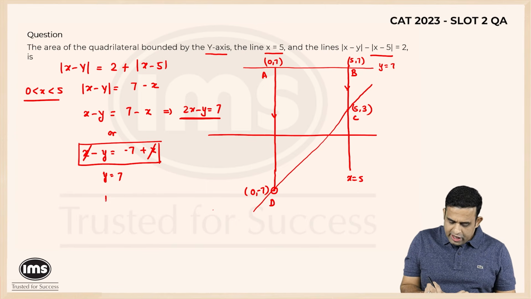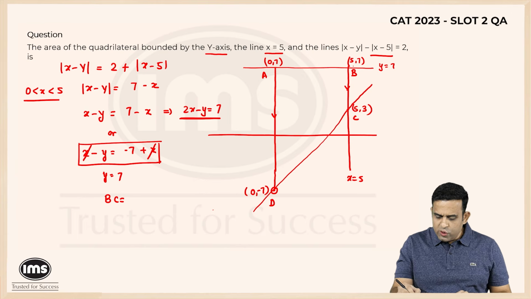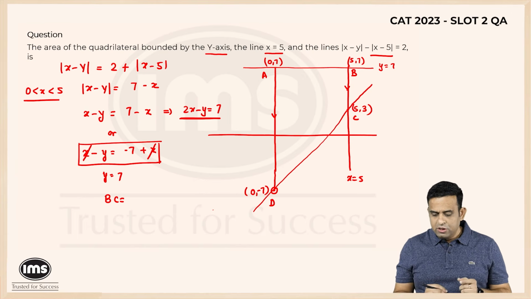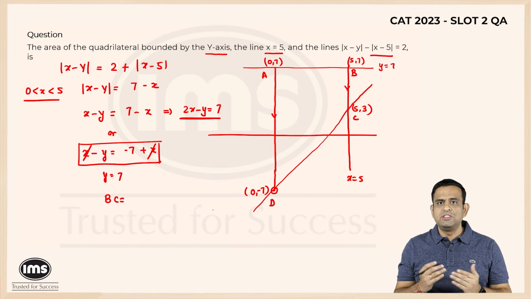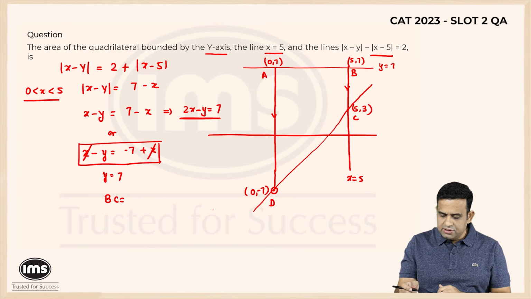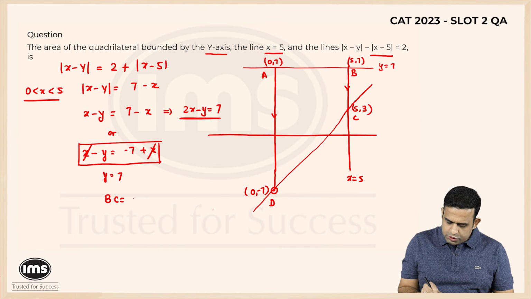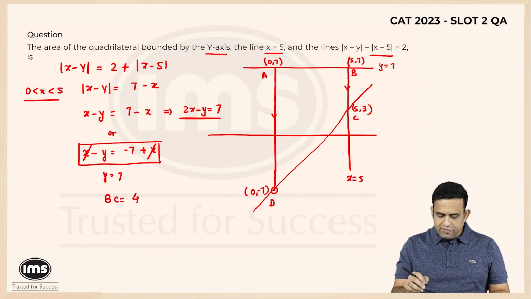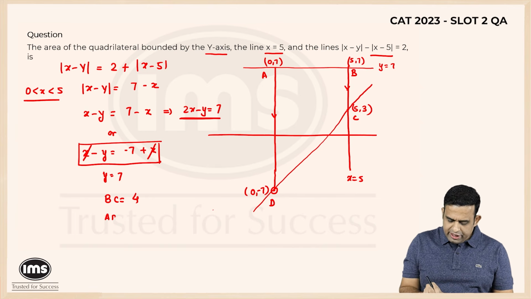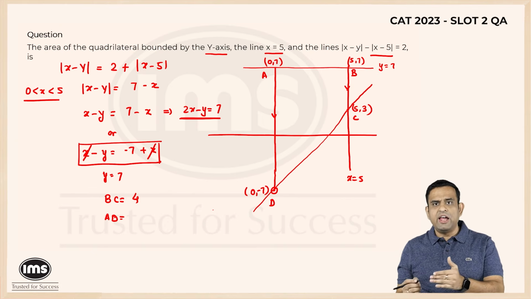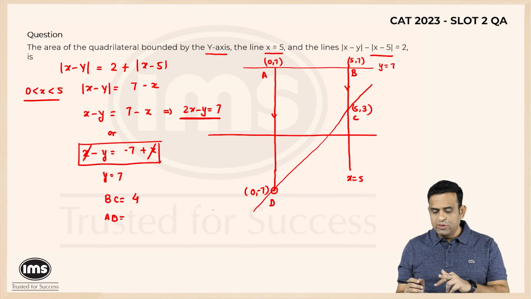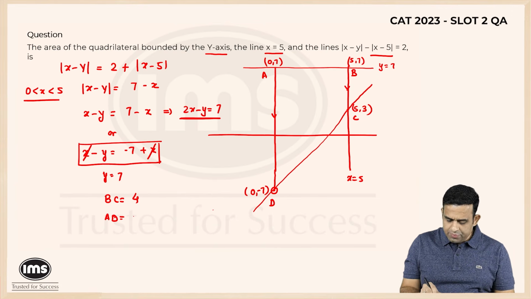Now can I know what is the length of BC? If you look over here, they have the same x coordinate. So the length of BC becomes nothing but the difference in the y coordinate. 7 minus 3 gives me 4 here. Then if I look at the length of AD, in that particular case, again the x coordinates are the same. So the length of AD is nothing but the gap between the number 7 and minus 7, which is 14.